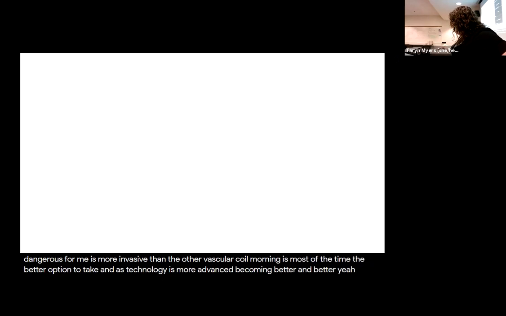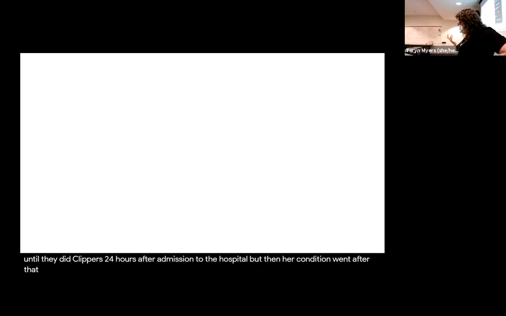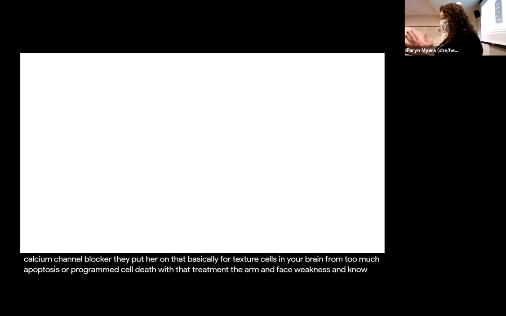Yeah, so they did clip hers 24 hours after admission to the hospital, but then her condition worsened after that. They treated her for vasospasm. They increased volumes of IV fluids. They tried to raise her blood pressure. They had a calcium channel blocker they put her on. That basically protects your cells in your brain from too much apoptosis, programmed cell death. With that treatment, the arm and face weakness and numbness resolved.